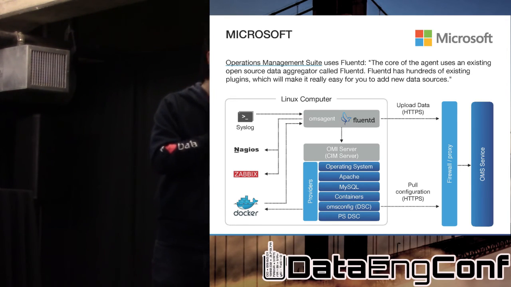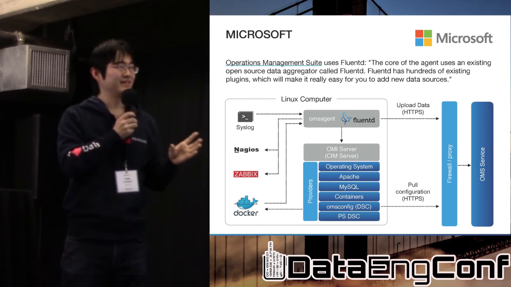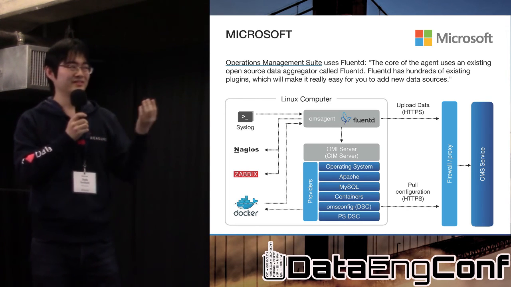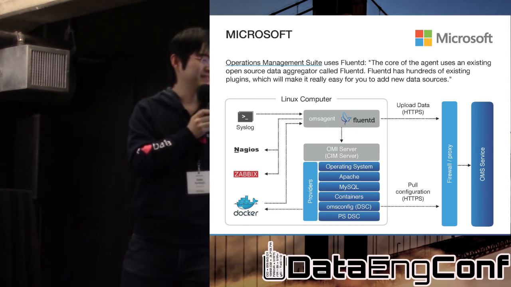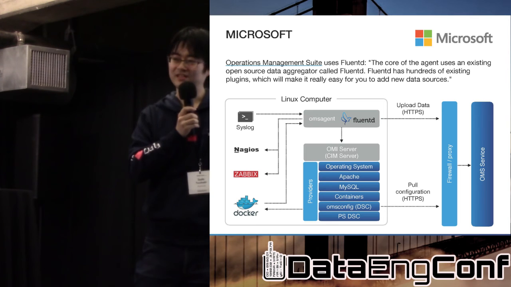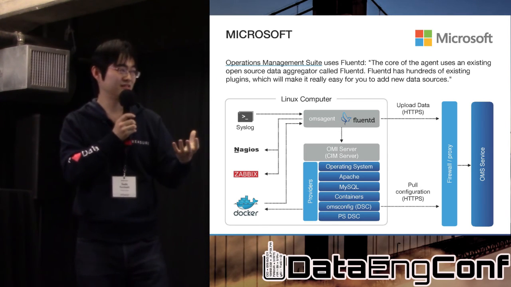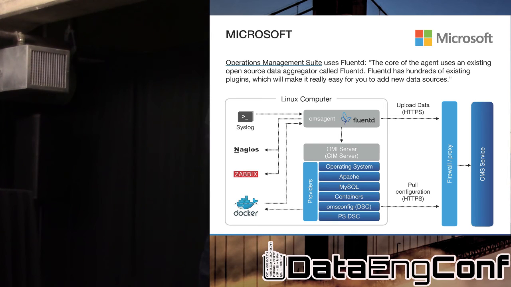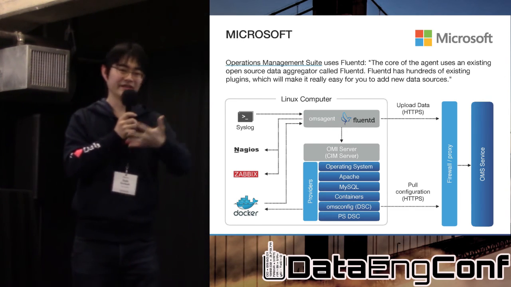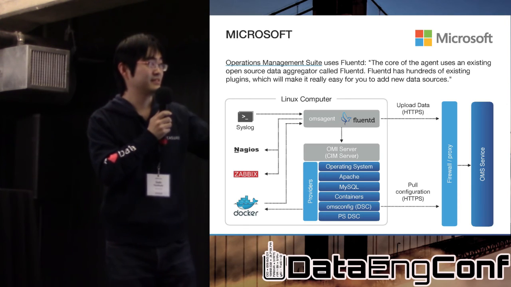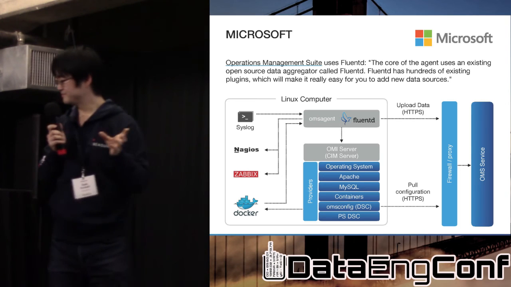Microsoft had a log collection system for Windows. Of course, it makes sense. But they needed to create log collection for Linux or other open source middleware. Then they chose Fluentd as the infrastructure. So internally, they use Fluentd and package it as OMS agent. Then they distribute this product to their customers. They said that having hundreds of existing plugins helps them a lot.